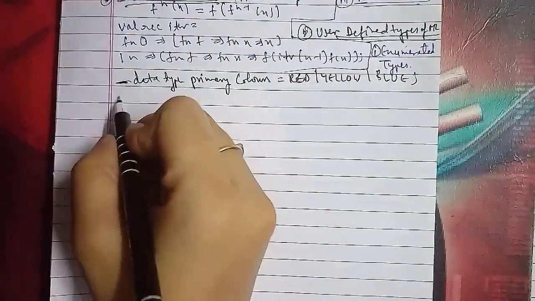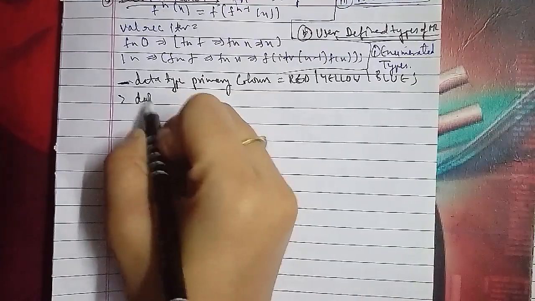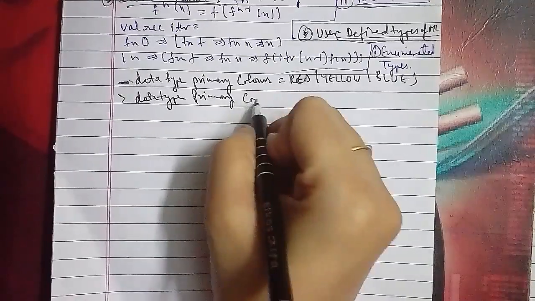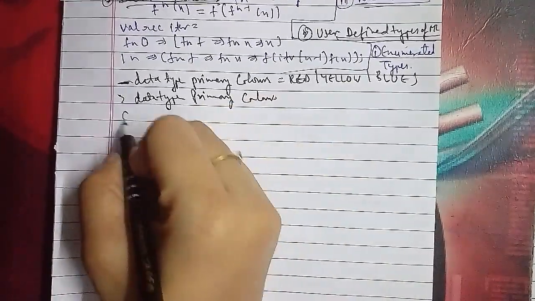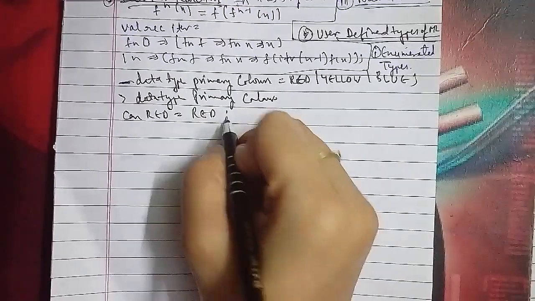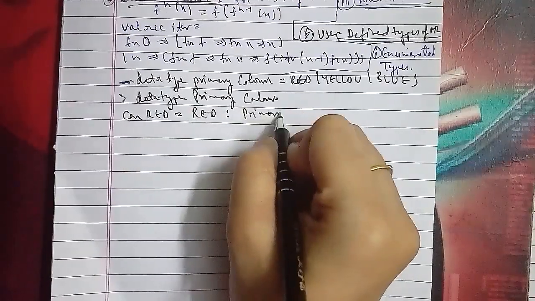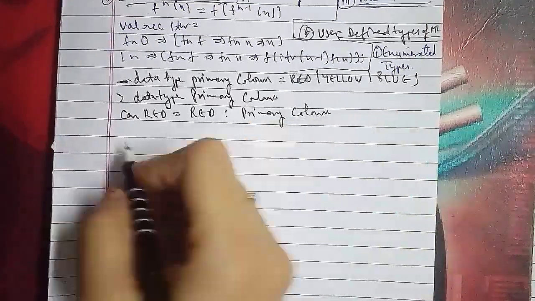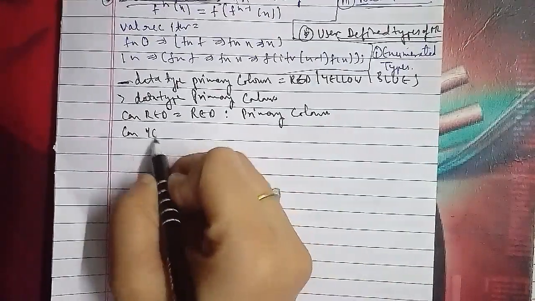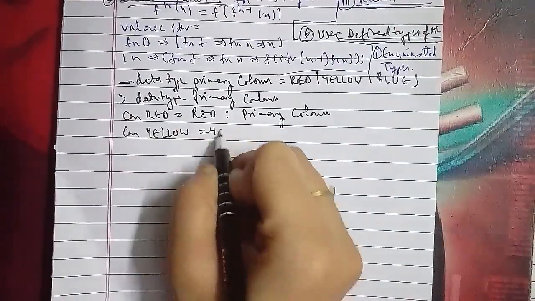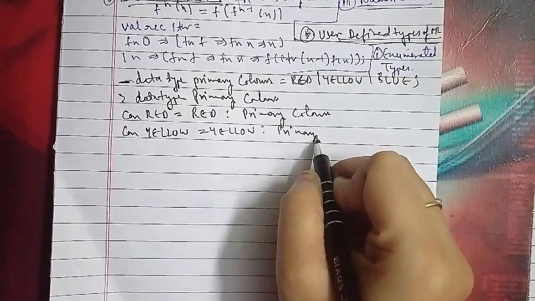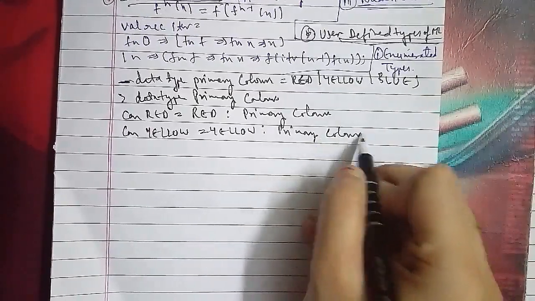That is datatype primary color, then con red equals red, which is a primary color, then con yellow equals yellow, which is a primary color, then con blue equals blue.